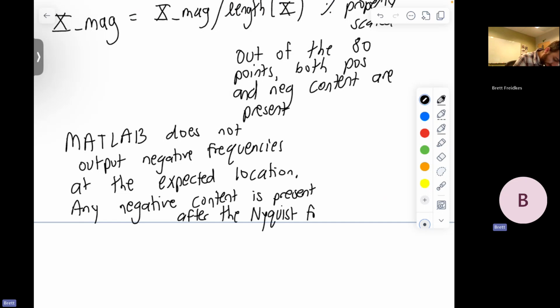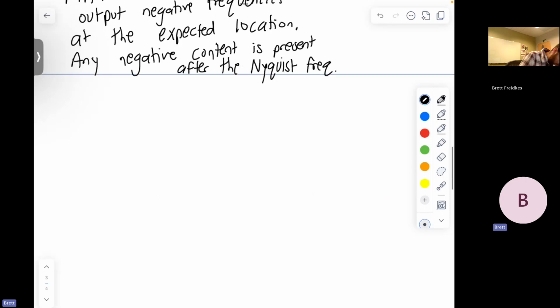Let's talk about this for a second. So originally, and I'll use two different colors here to illustrate this. This is what we expect originally. This is supposed to be 2. This is supposed to be negative 2. This is the theory.